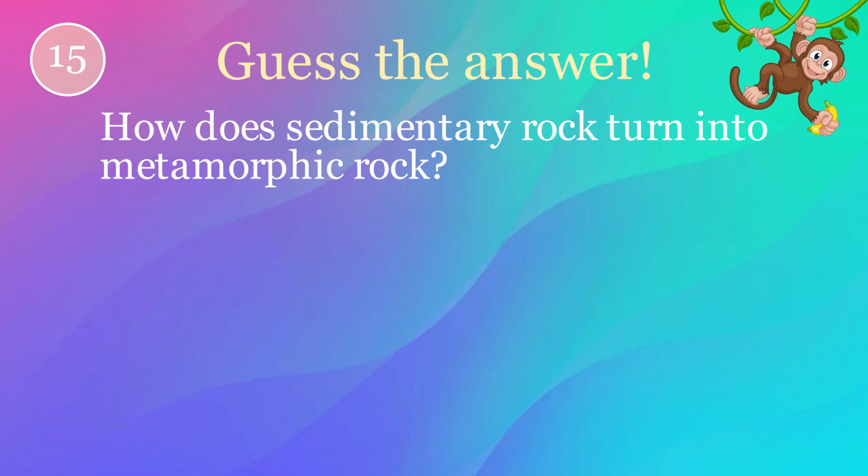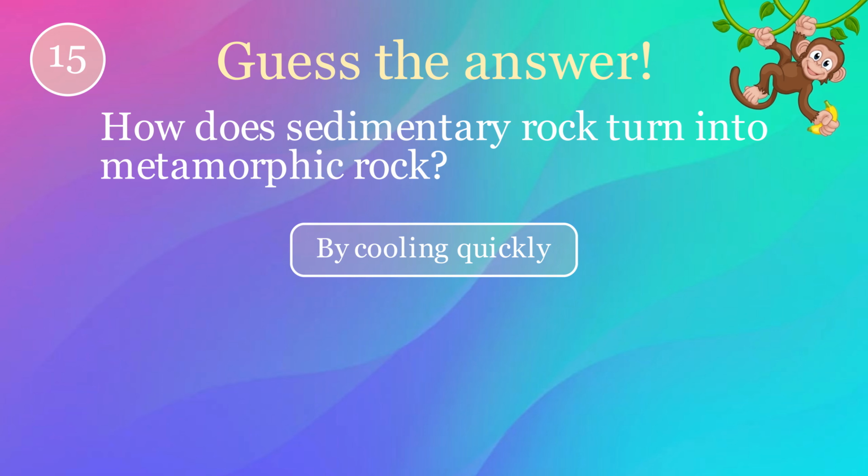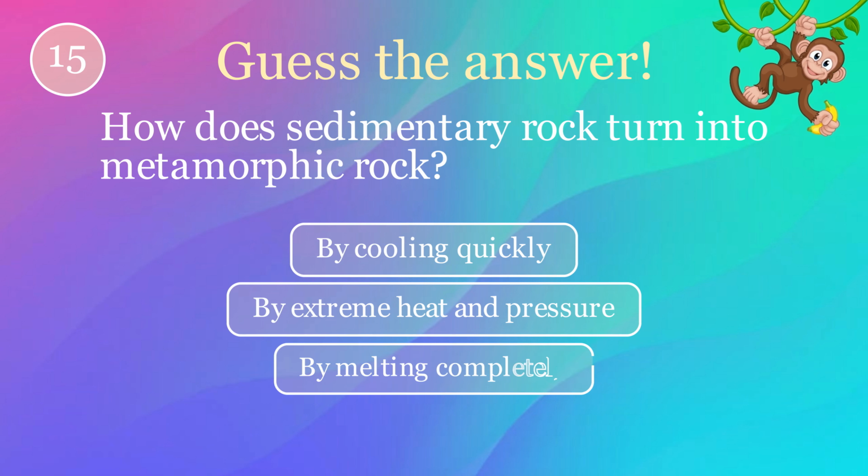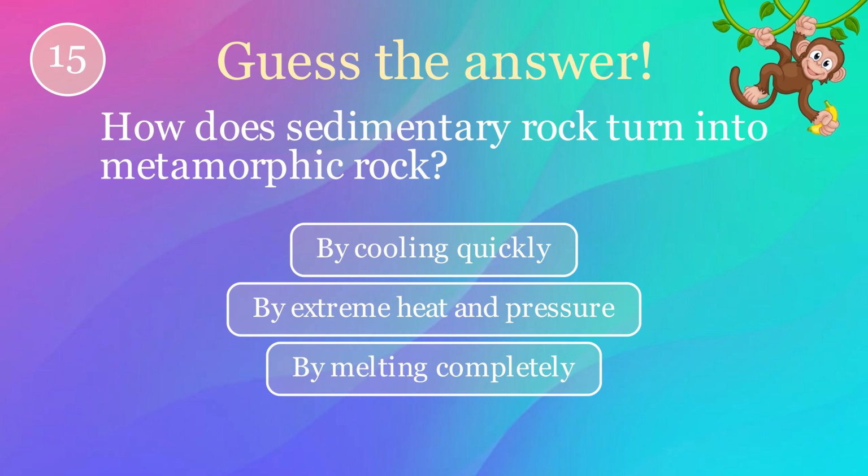How does sedimentary rock turn into metamorphic rock? By cooling quickly. By extreme heat and pressure. By melting completely.